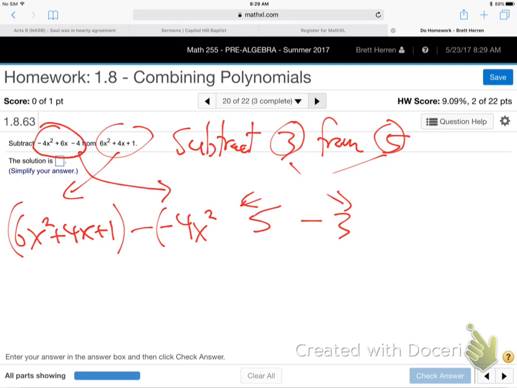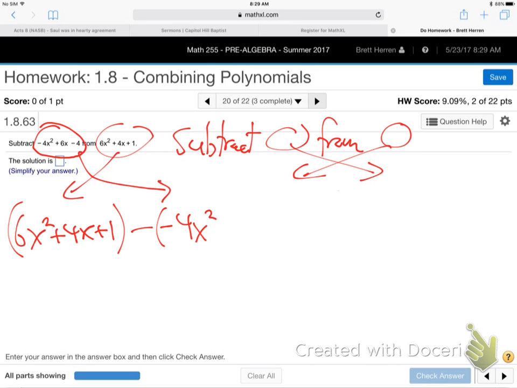Let me erase this other stuff. How do we know to put parentheses around that? I'll explain in just a second. Yes, you do have to put parentheses around them. Here's why. According to what they're saying, subtract the minus 4x squared plus 6x minus 4. Subtract that whole thing from the other one.